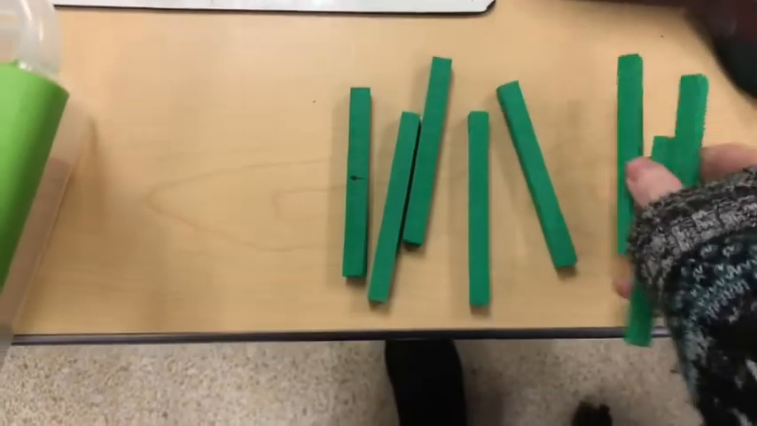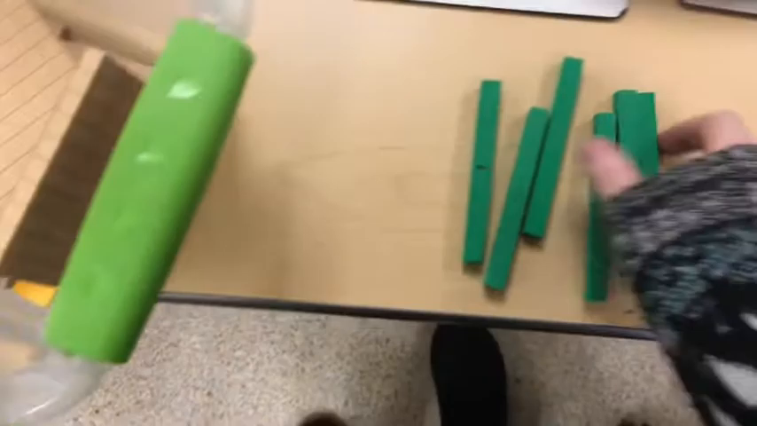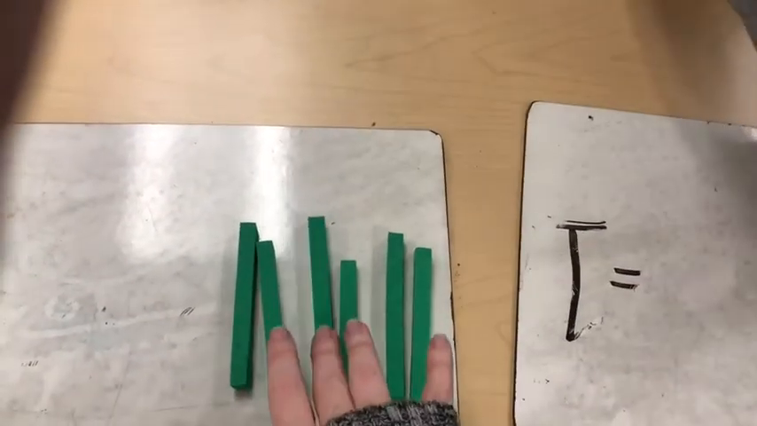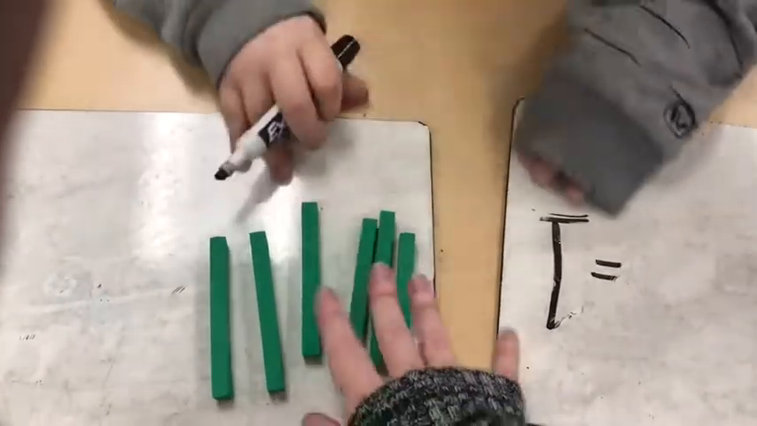I'm going to give you another one. You can put your one whole back together if you want, or you can leave it like that, whatever's easier for you. I'll just stack them. Okay. All right, so if that's still the one whole, what number would represent this amount of the whole?